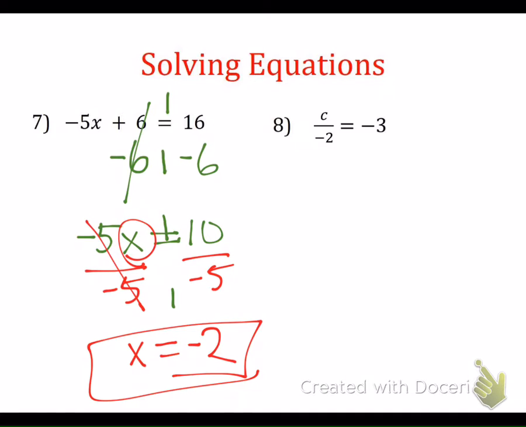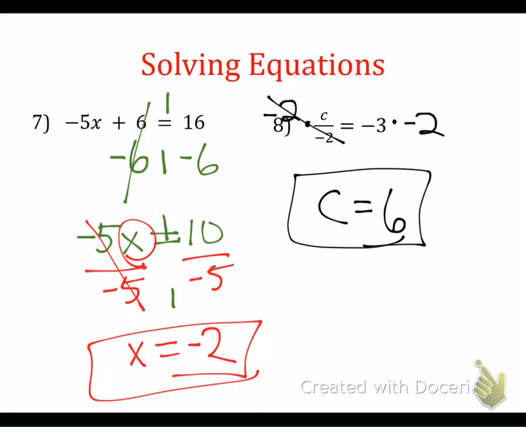What's going on in number 8? That's division. Remember, there's a lot of different ways to write division. One of them is using a fraction bar. How do we undo dividing by negative 2? Yeah, so we'll multiply both sides by negative 2. Was that ringing a bell? Negative times a negative is a positive. 6. Any questions?